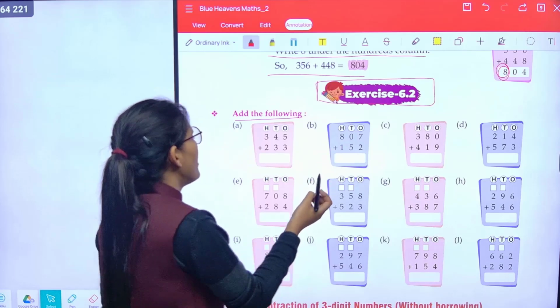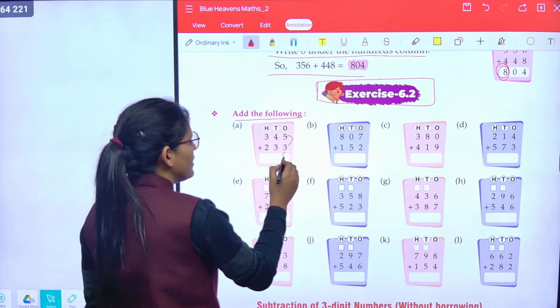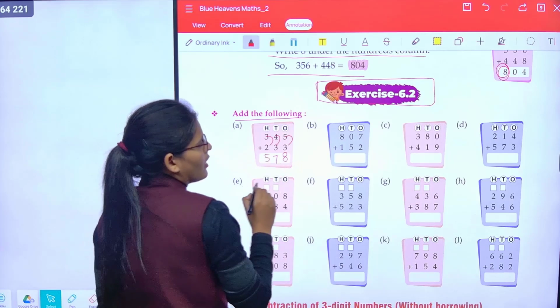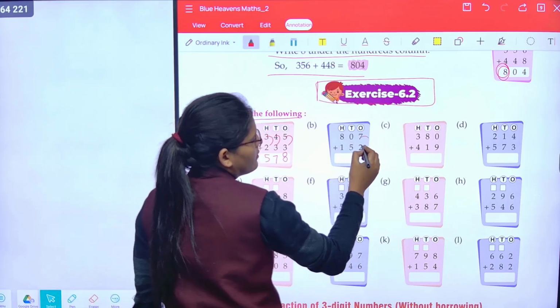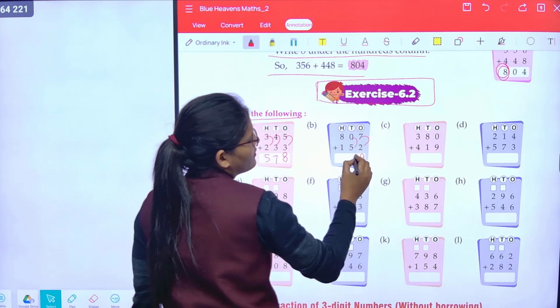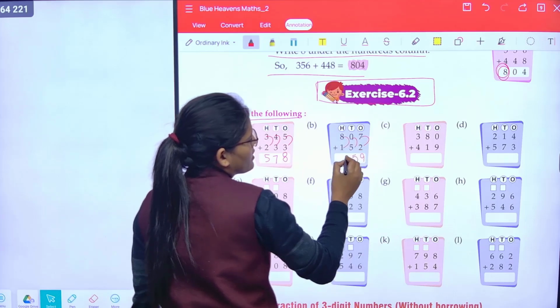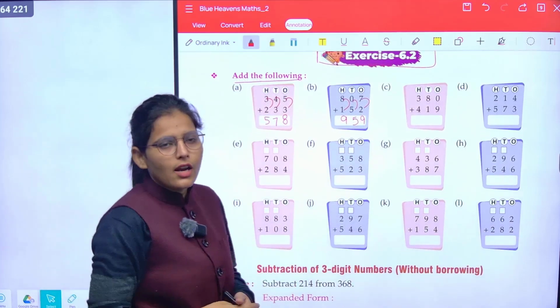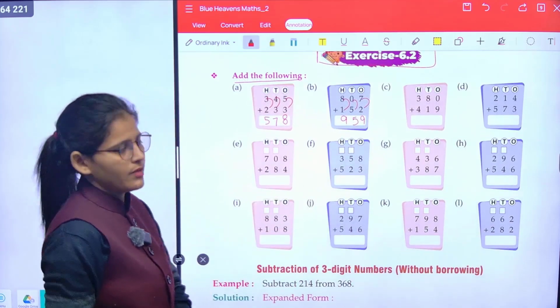Add the following. 5 plus 3, 8. 4 plus 3, 7. 3 plus 2, 5. Now B, 7 plus 2, 9. 0 plus 5, 5. 8 plus 1, 9. Understand class? Do the questions carefully class, and rest of the parts do yourself.